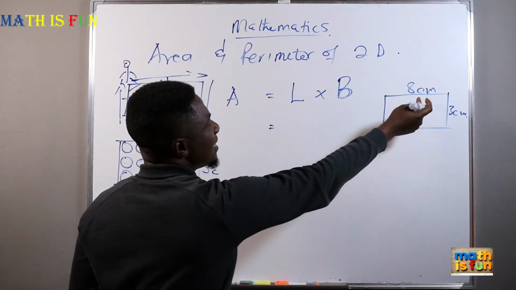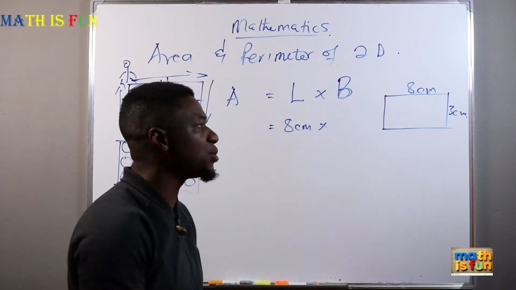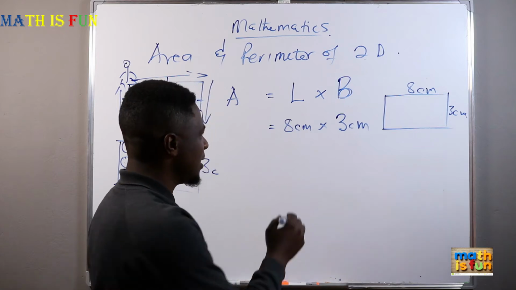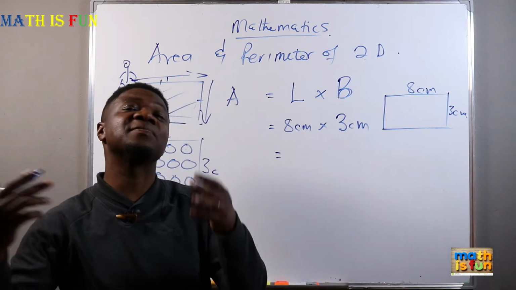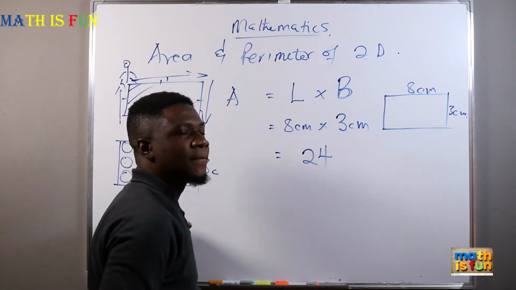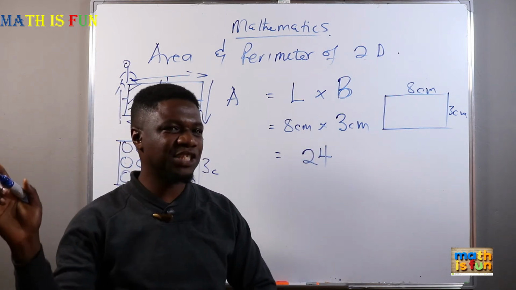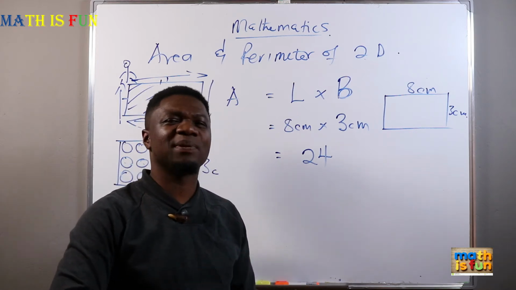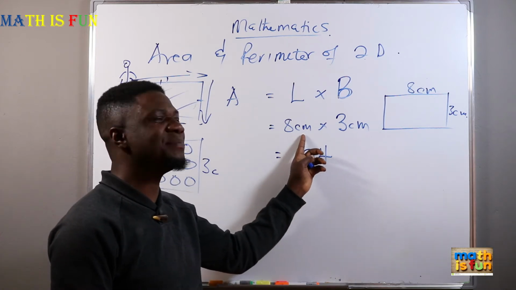Then the length here is giving us 8 centimeters. The breadth is also giving us 3 centimeters. Okay, so here our knowledge in multiplication, 8 times 3, which is 8 adding to itself 3 times. So we get 24. Okay. Then we have centimeter times centimeter. Remember in algebra, grade 7s, we learned that when a variable multiplies a variable, it is the variable squared. Okay. So here we have centimeter times centimeter.